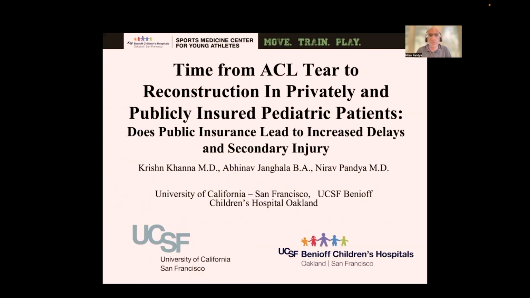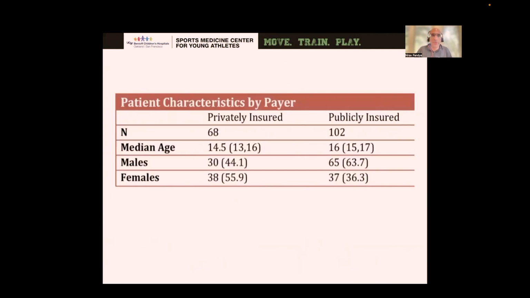We also looked at this several years ago, looking at time from ACL tear to reconstruction of privately and publicly insured patients. And this is at a safety net hospital in Oakland, where we shouldn't have delays in terms of insurance status because we're taking everyone who comes in through the front door. And we had 68 privately insured patients and 102 publicly insured patients.